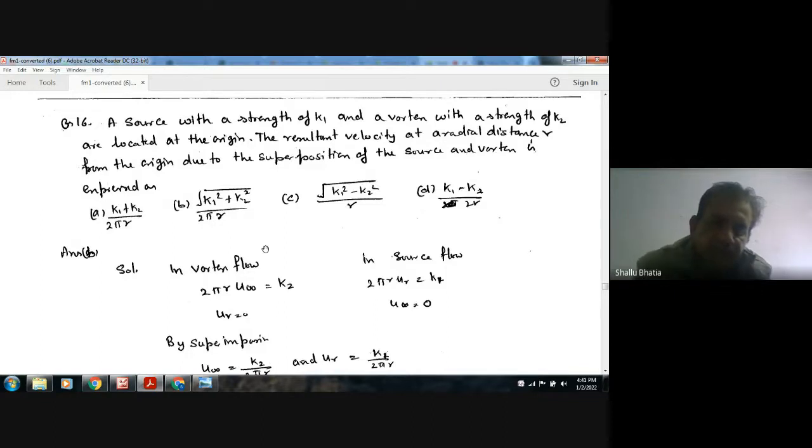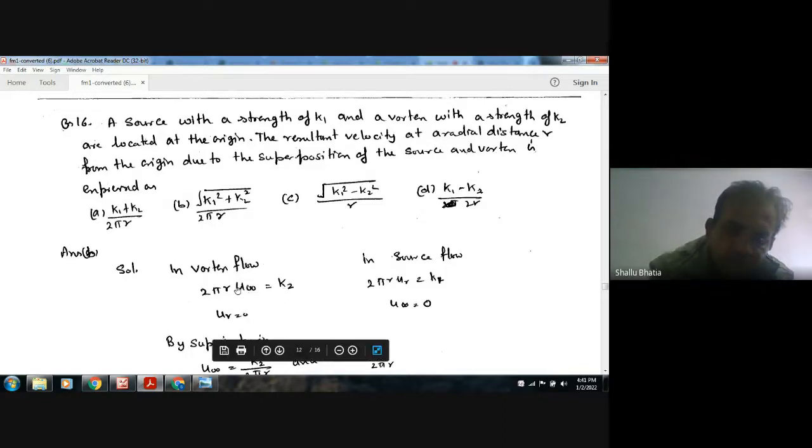In vortex flow we have u theta as K2 by 2 pi r, and u r as K1 by 2 pi r in source flow. So the strength is like this. And in vortex flow u r, the radial velocity, is 0, and in source flow the circumferential velocity is 0.